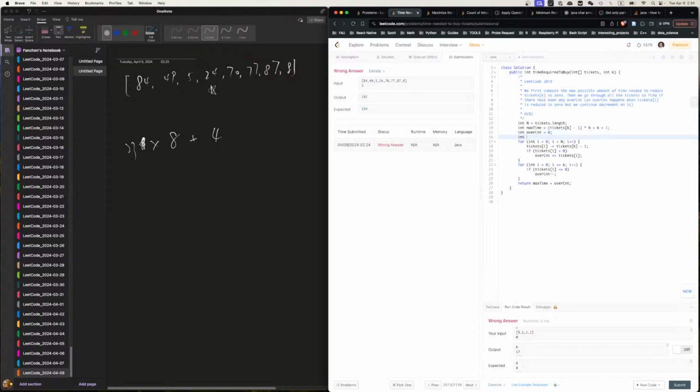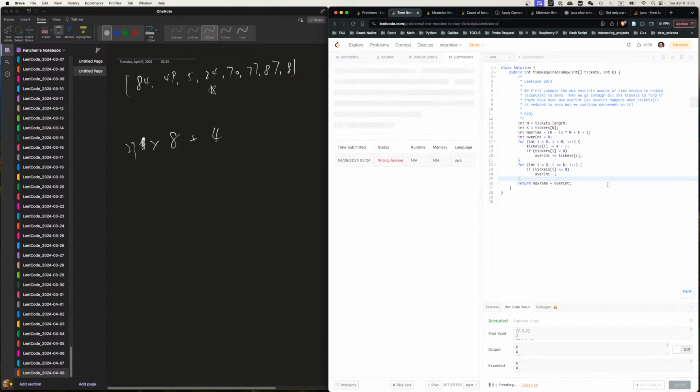So it should be int k. I probably should do it here. Int k. Ticket k. Okay. Now I can use big K. Right, and then here is also big K. Alright, let's try this one. There we go. That is the right one.